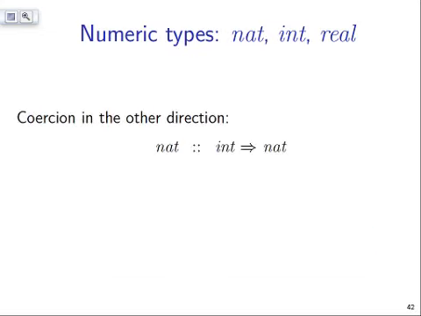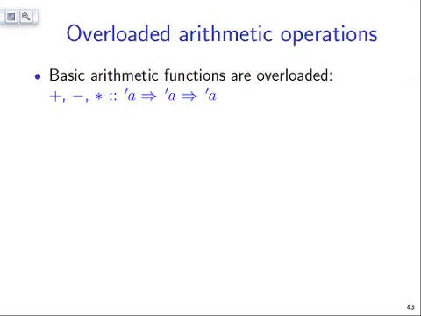So, what functions do we have on these numeric types? There are also coercions in the other direction, but they are not put in automatically. You can turn an integer back into a natural number with the function nat, and that's not put in automatically because that may do strange things to, for example, negative numbers. What is a negative number interpreted as a natural number? In this case, it's always 0, but that's an arbitrary decision. And then there are the floor and the ceiling functions that you should be familiar with.